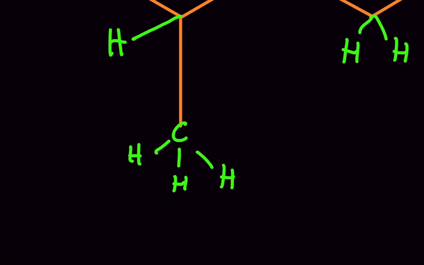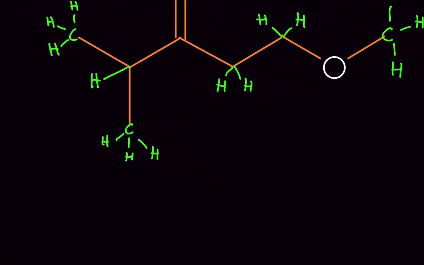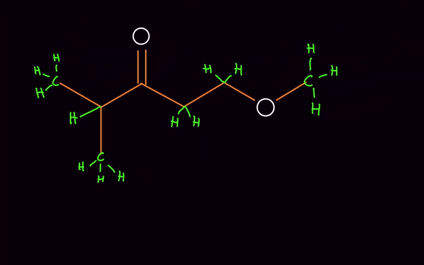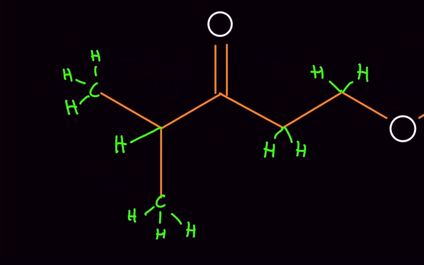Okay. So, what do we do? Let's look at this methyl group first. We are 1 hop, 2 hops. Sorry, wait.